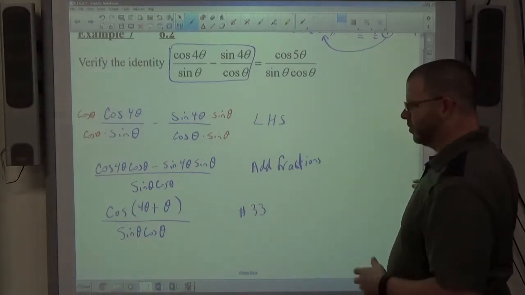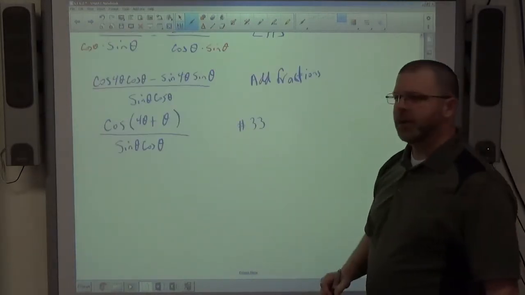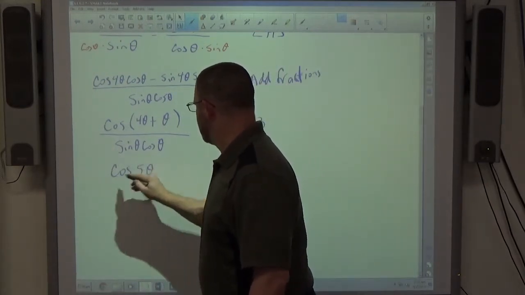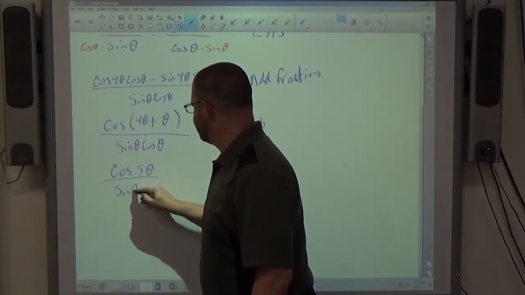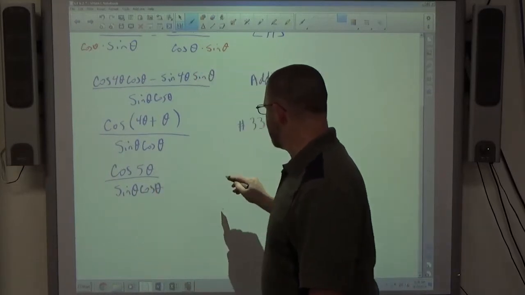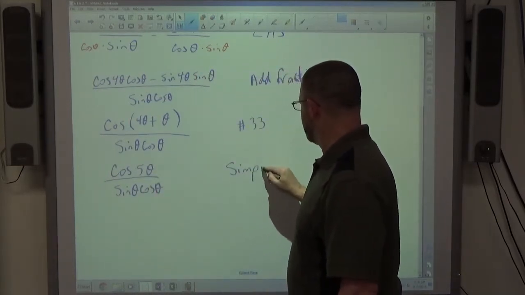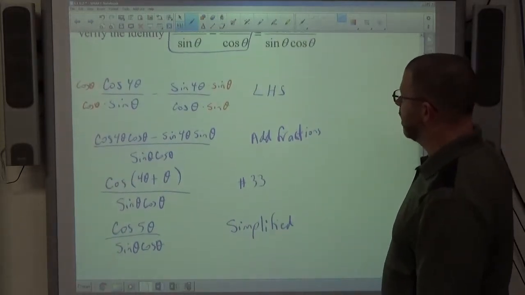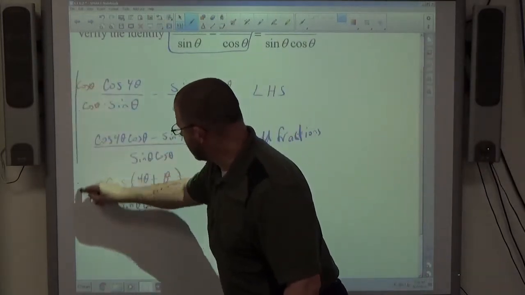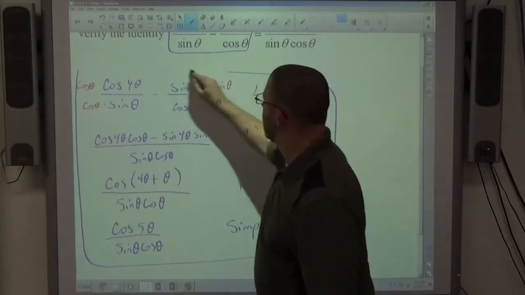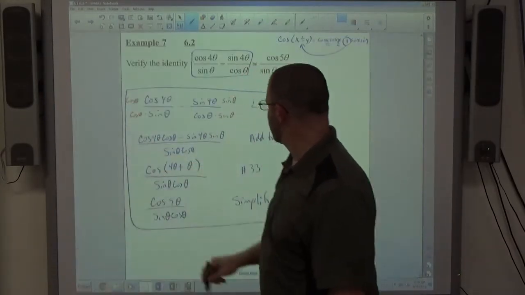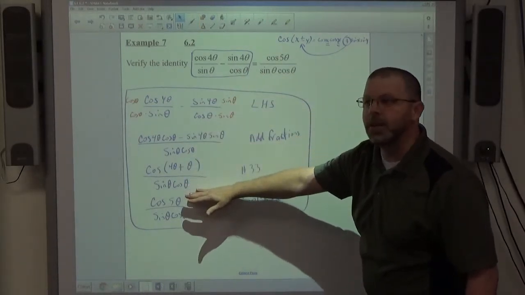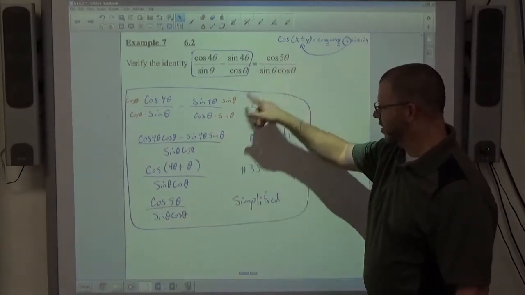And our final step should be pretty basic. 4 theta plus theta makes 5 theta over sine theta cosine theta, and that's by simplifying. And that will be our full verified identity there. And the left-hand side through legal mathematics changes into the right-hand side.